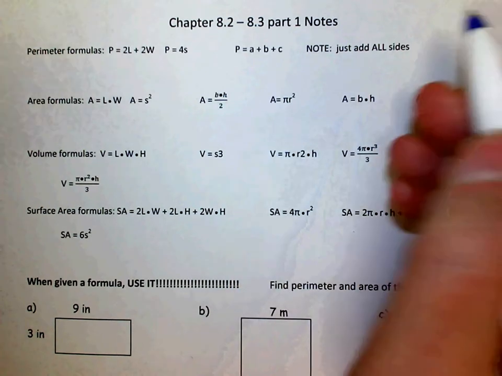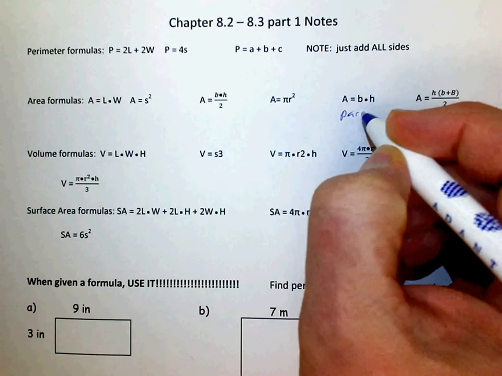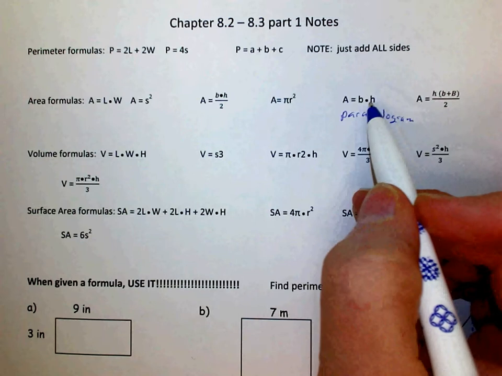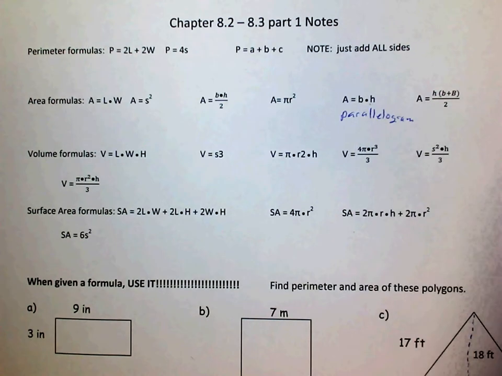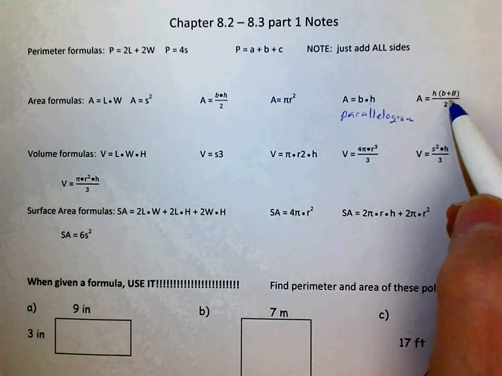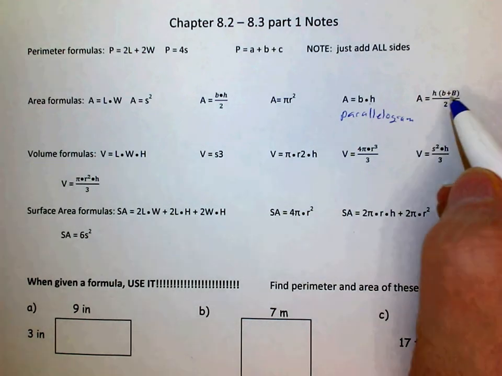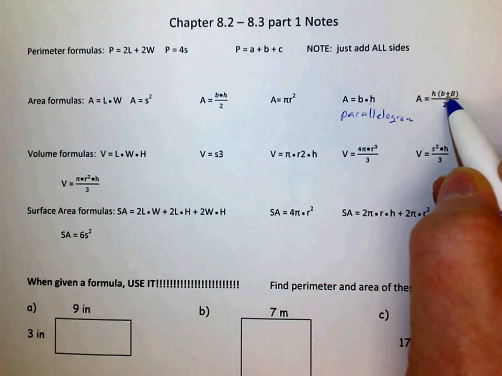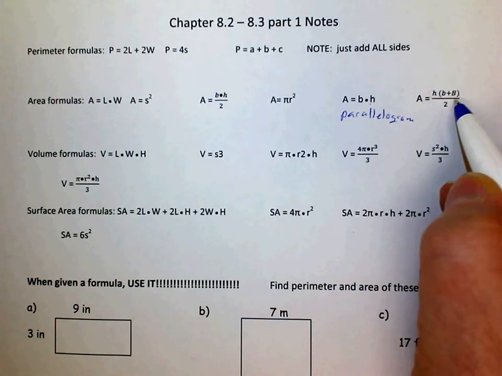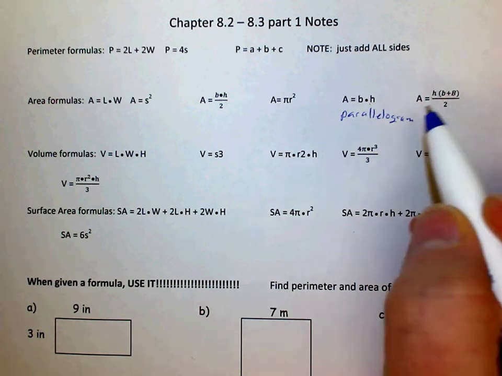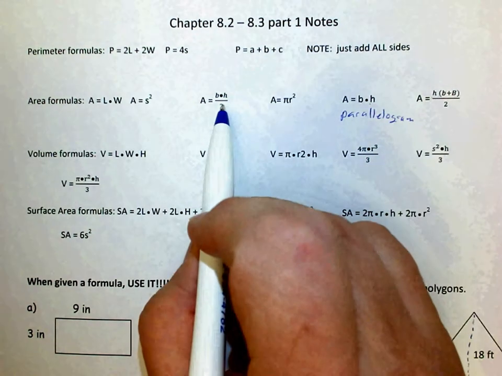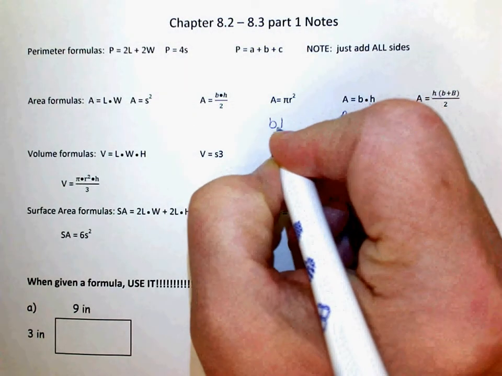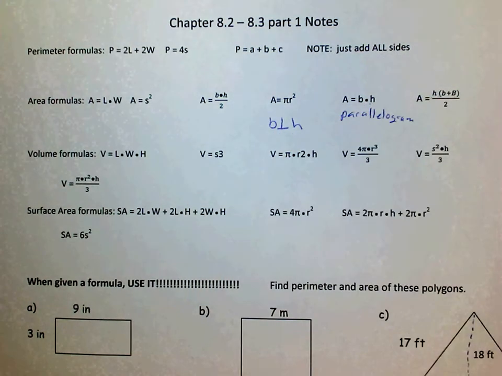For a parallelogram, you have base times height. And then for a trapezoid, your height times parentheses your small base plus your big base, and then divide that answer by 2. Now, for the triangle and for the parallelogram, your base has to be perpendicular to your height.